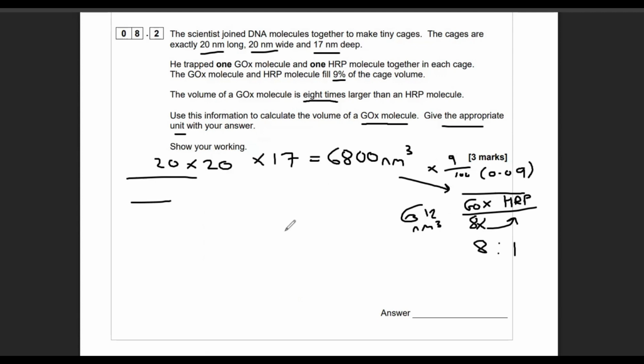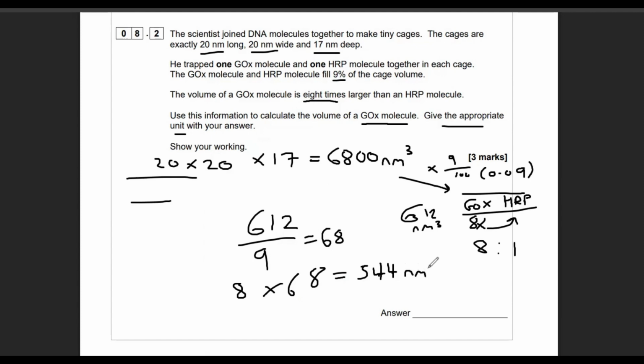They're in a ratio of 8 to 1. So we could do 612 divided by 9, because the total is 9. We're splitting it into 9 parts and giving 8 to GOX, 1 to HRP. 612 divided by 9 is 68. So that means there are 9 lots of 68. So we can do 8 times 68, and that's going to get you your GOX volume. 8 times 68 is 544. That is the volume of the GOX.